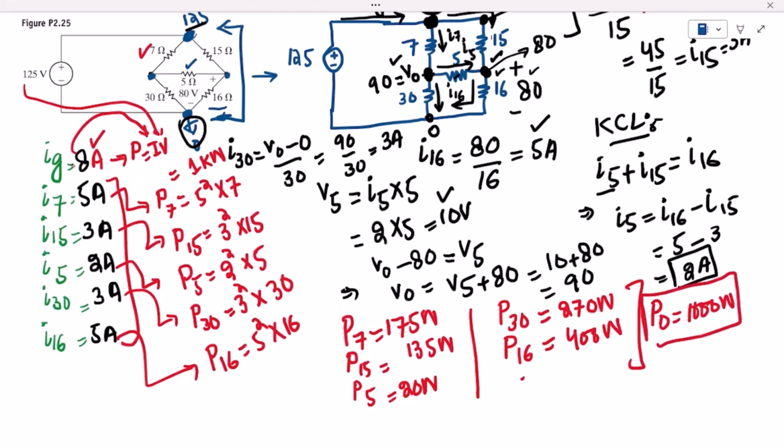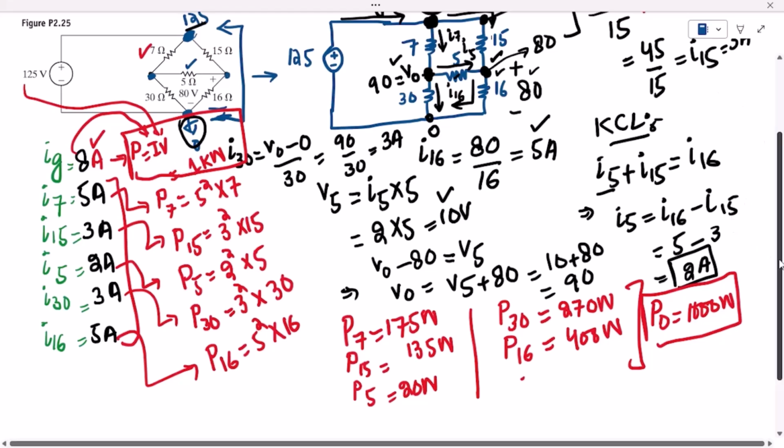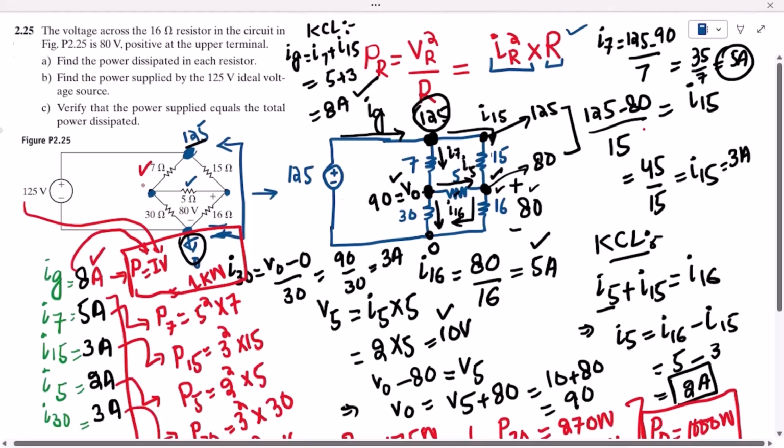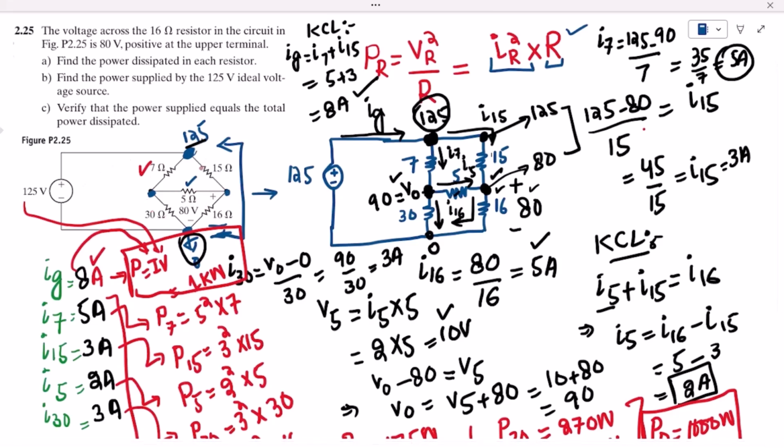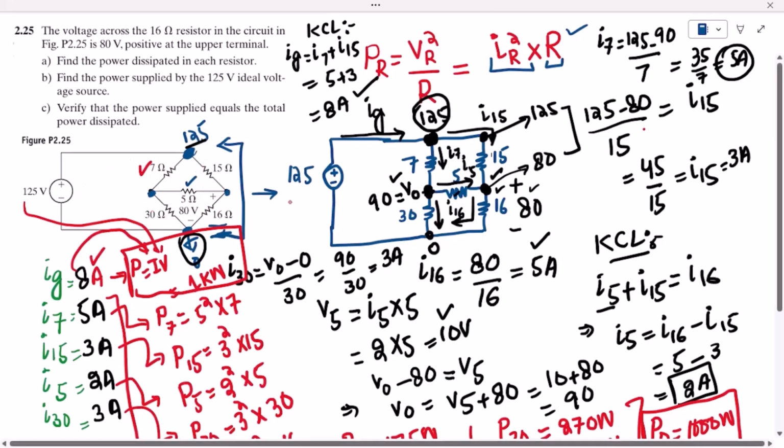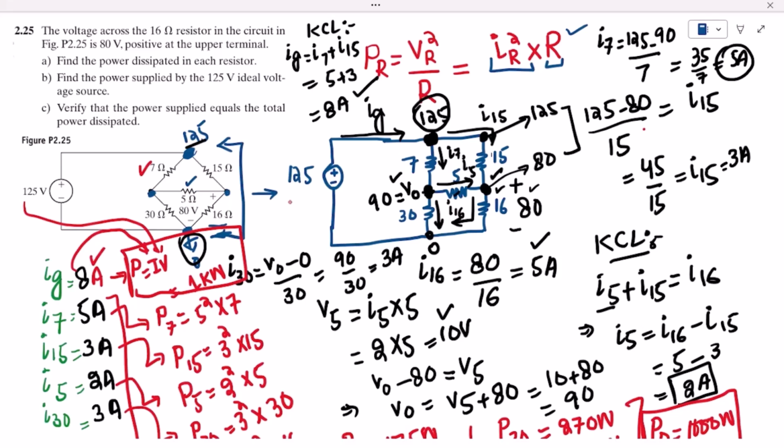In part B, we have also already found the value of the supplied power, and in part C we have to see whether these two are equal or not. So we have verified that the supplied power is 1000 watts and the consumed power is also 1000 watts. That's it for today, in which we have seen the solution of question 2.25.